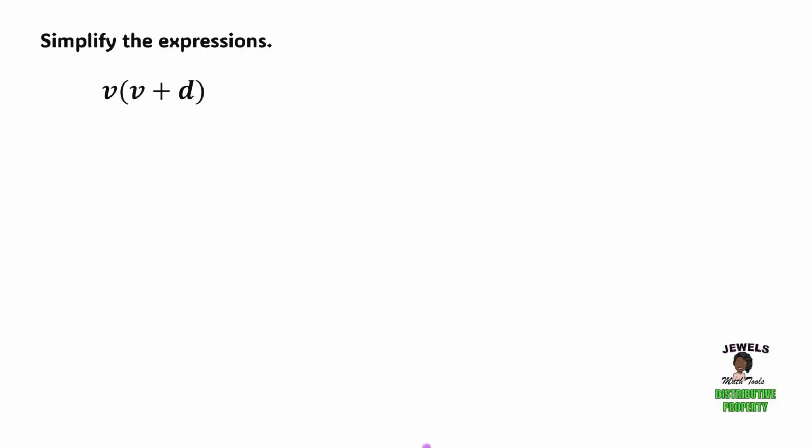So in this example today that we are simplifying, we're going to be applying both our distributive property and our rules for exponents. So let's begin. Remember that whenever you are applying your rules for distributive property, that means that our term outside of our bracket is multiplied to everything inside of the bracket. So every term will be multiplied to our v. So we have v multiplied to v, and also our v will be multiplied to our d.